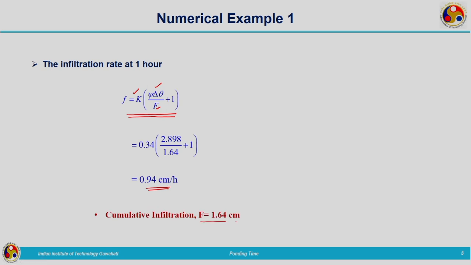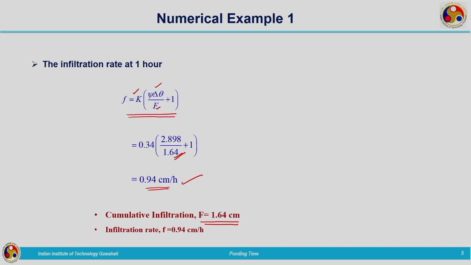Cumulative infiltration we have calculated as 1.64 centimeter. That is substituted over here in the infiltration rate equation to get the infiltration rate. So, Green-Ampt equation, both the equations corresponding to infiltration rate and also cumulative infiltration we have made use.